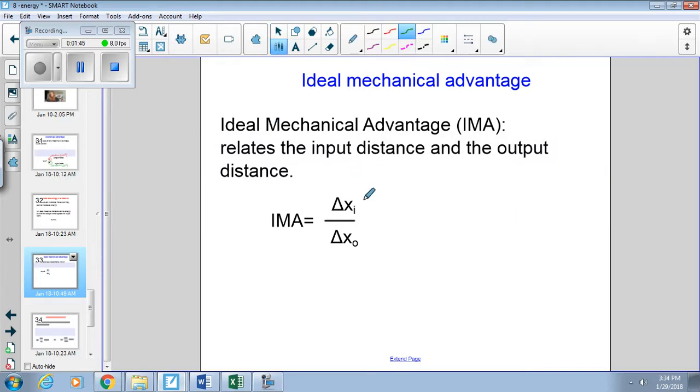That brings us to something called ideal mechanical advantage, which deals with, you guessed it, distance. So what we can have is the distance you have to put something in over the distance out. And this could be delta y as easily as it is delta x if it's moving up. And that's called IMA. Ideal mechanical advantage.